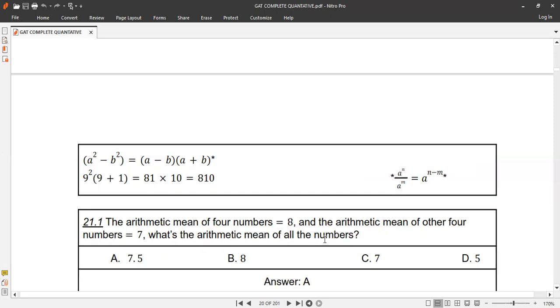As you know, if you want to find the mean, you need to know the sum, because there is a very important rule, which is mean equals sum or total over how many.